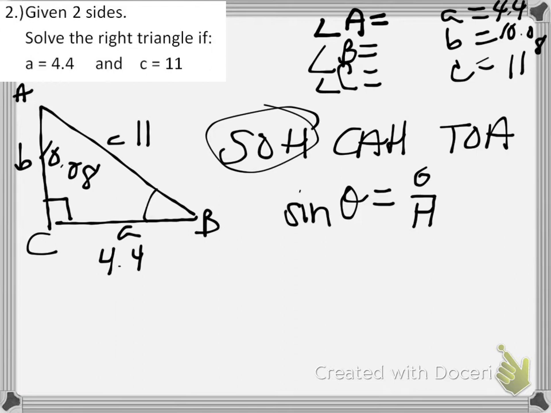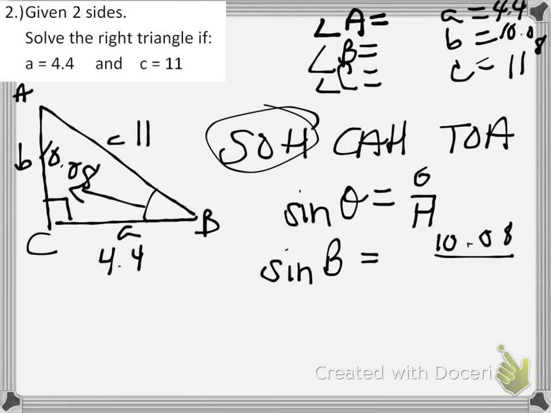And in this case, let's go ahead and find angle B first. So I'm going to say that sine of angle B is going to be the side that is opposite of angle B, which is 10.08, divided by the hypotenuse, which is 11. But I don't just want sine of B. I just want B all by itself.